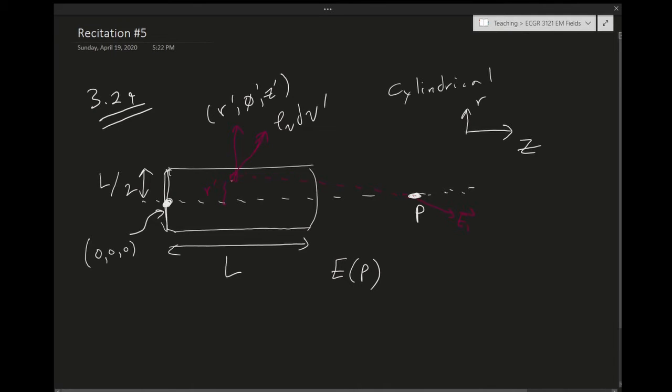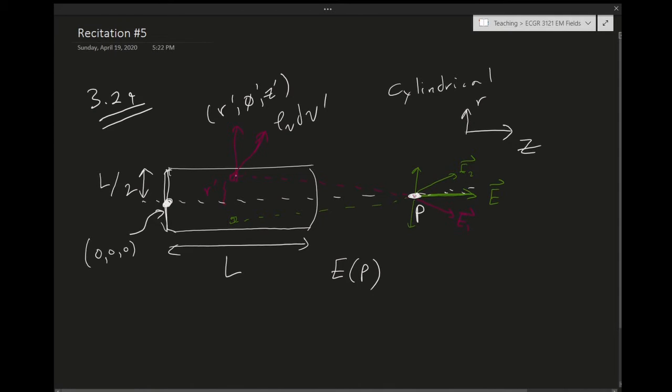But then each element here is going to have an opposite element in the opposite direction, and if I draw a line from that element, that will give me E2. And then when I sum E1 and E2, the perpendicular components are going to cancel out, and all I end up with is the components in the z direction. So the field E will always be in the z direction. We can instantly tell that from symmetry, at least along the center axis of the cylinder.